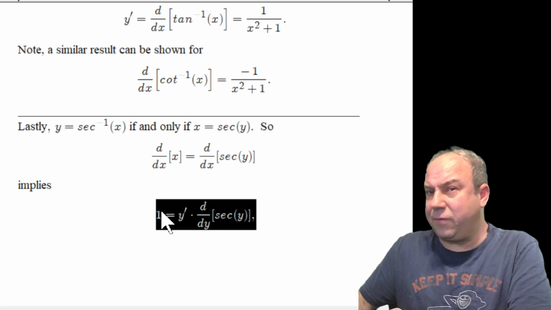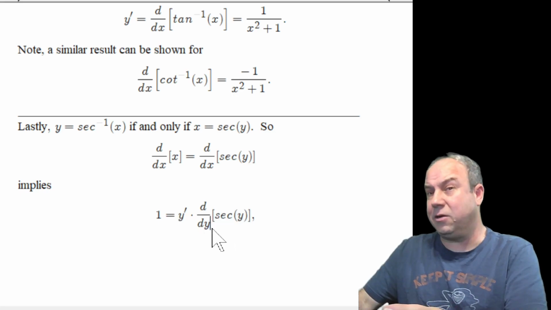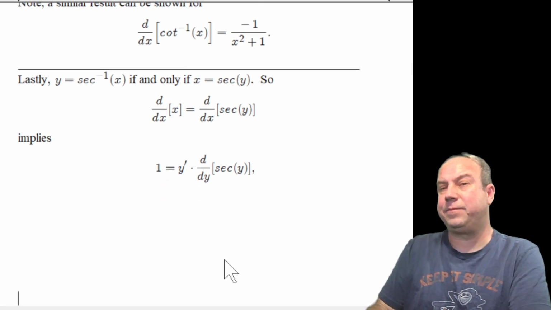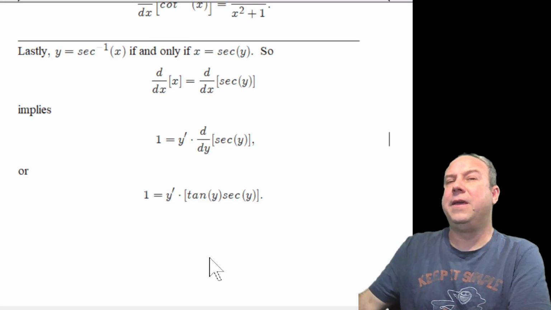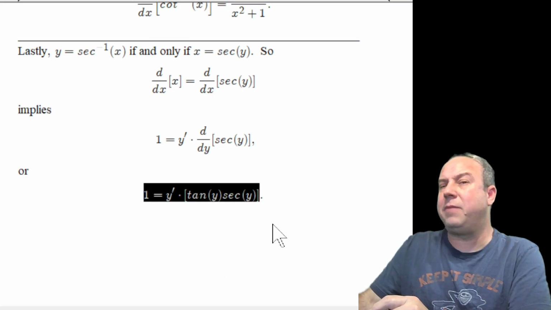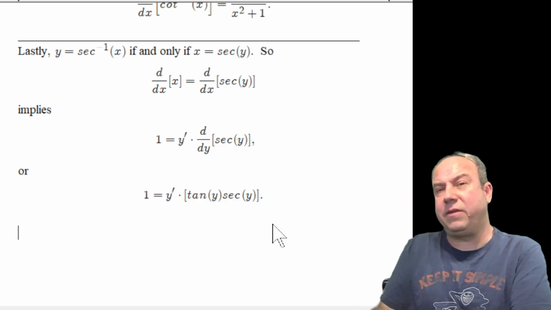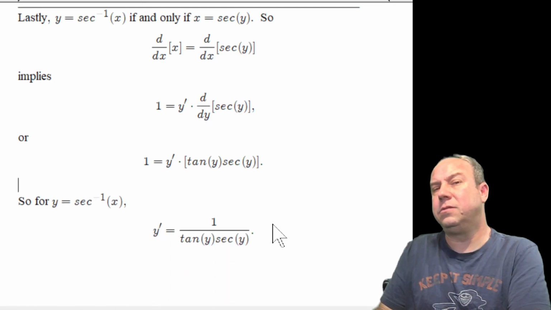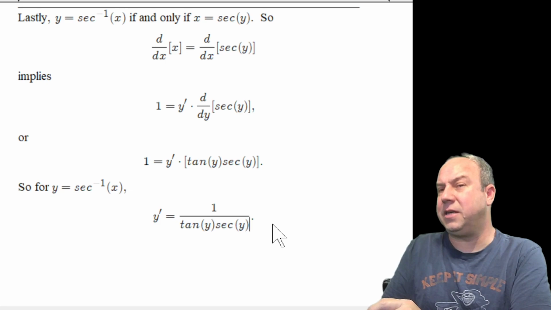We do have to first say that 1 is equal to y prime times the derivative with respect to y for the secant of y. And this is where we get the result tangent of y secant of y. It's from the derivative with respect to y for the secant of y. And we end up with 1 must equal y prime times the tangent of y times the secant of y. We're solving for y prime. Y prime must be equal to 1 over the tangent of y times the secant of y.